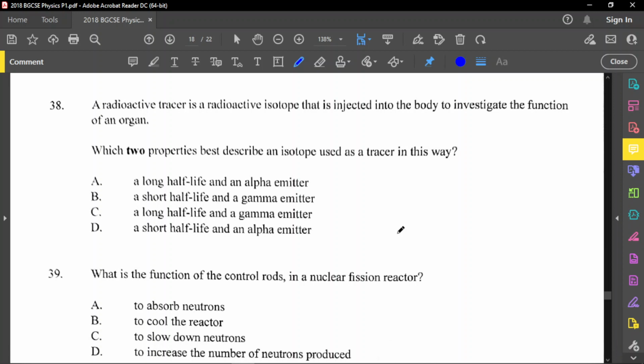38. It's a radioactive tracer. It's a radioactive isotope that is injected into the body to investigate the function of an organ. Which two properties best describe an isotope used as a tracer in this way? First and foremost, I must tell you this.